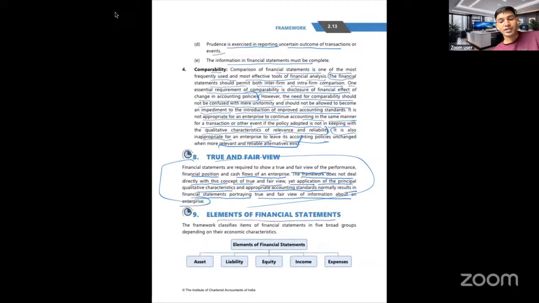Elements of a financial statement. The framework classifies items of financial statements in five broad groups depending on their economic characteristics: assets, liabilities, equity, income, and expenses.